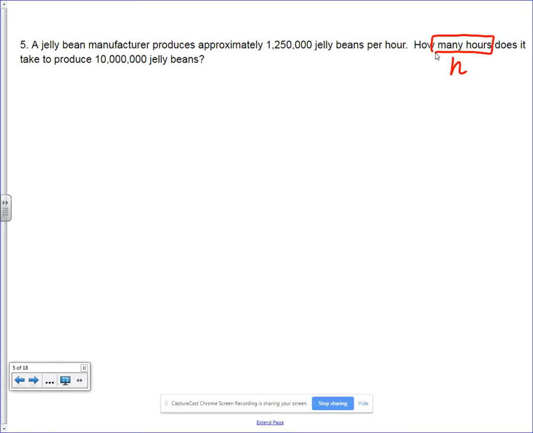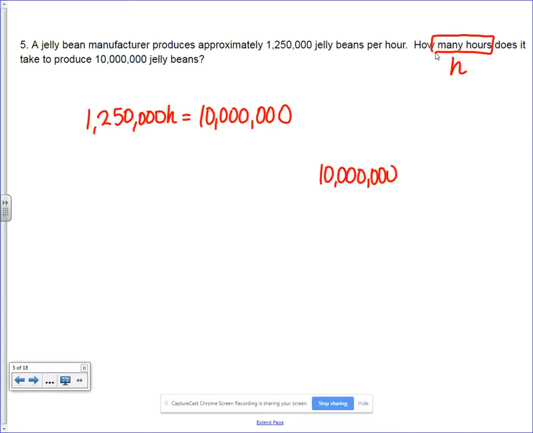This company will produce 1,250,000 jelly beans per hour. So if I take that number and I multiply it by the hour, it better give me the 10 million jelly beans that I want. So that is one possible equation. Or I could take that total of 10 million jelly beans that I want and divide it by the 1,250,000 per hour. And when I do that, that'll give me the number of hours I need to be up and running for.